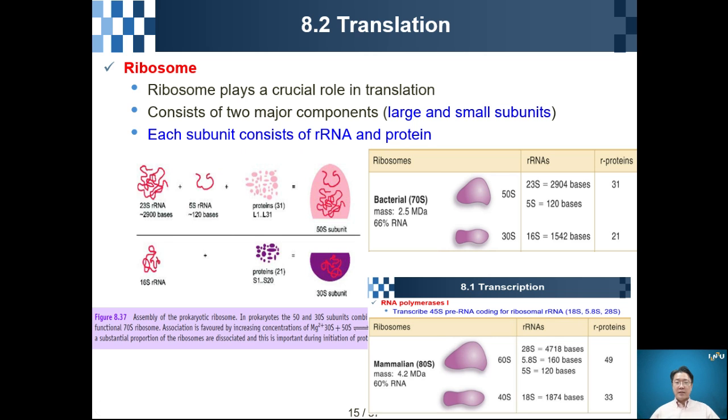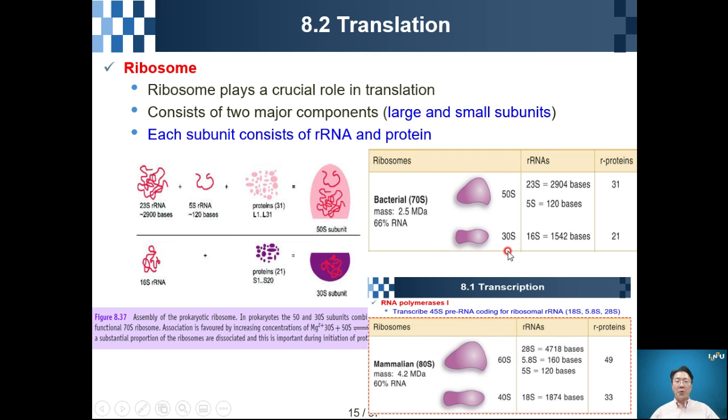In the previous slide, we focused on the mammalian ribosome, which is recorded as 80S. The 80S ribosome is composed of the 60S large subunit and the 40S small subunit. How about in bacteria? In bacteria, we call it 70S. The 70S ribosome is composed of a large subunit and a small subunit.